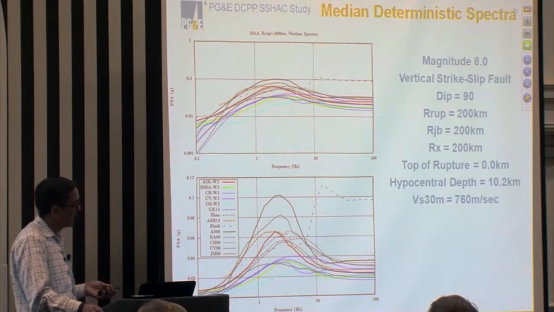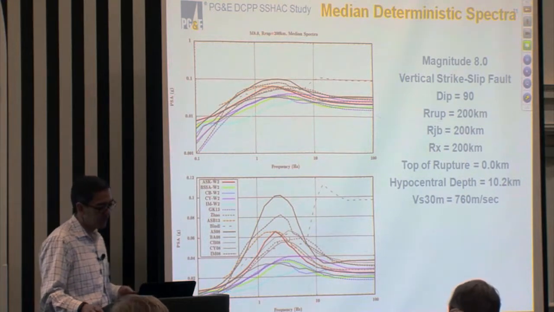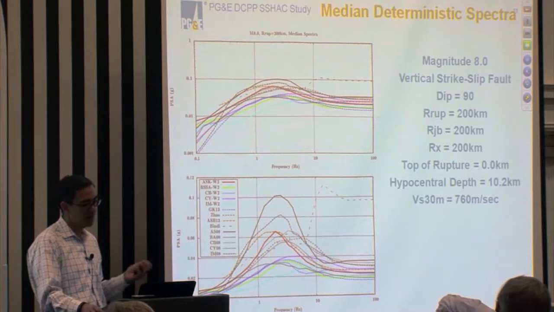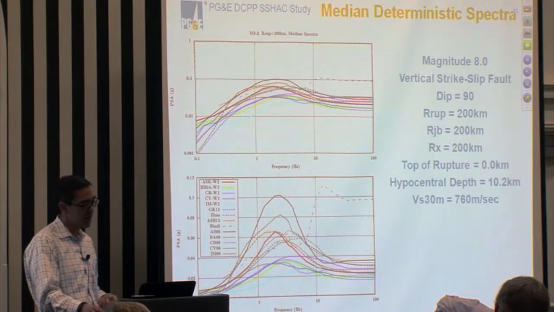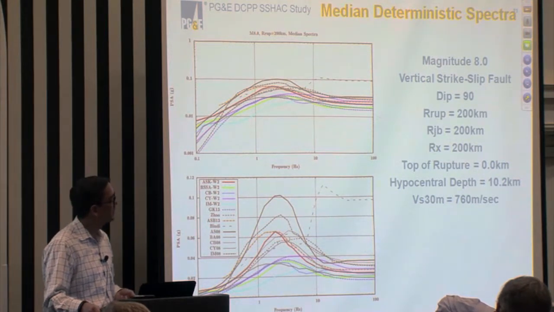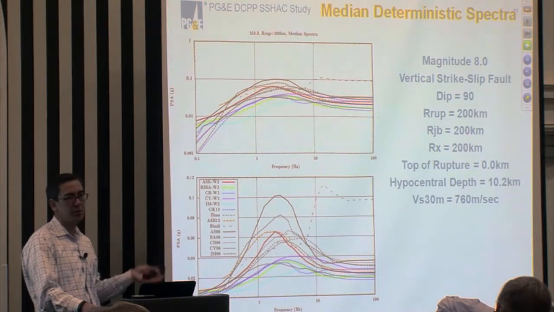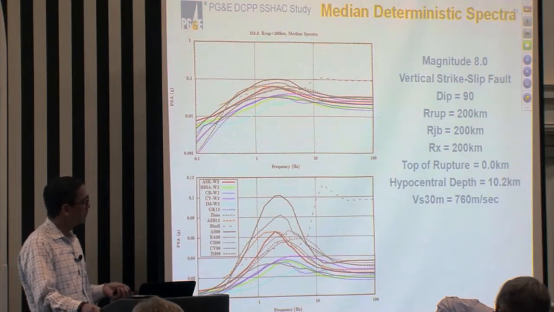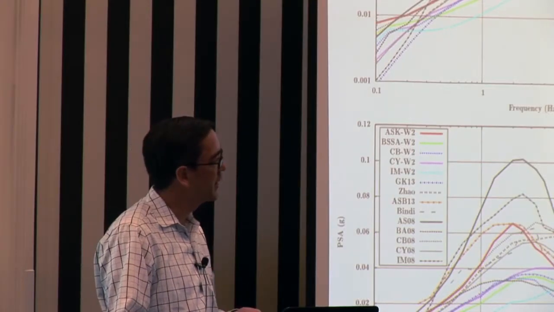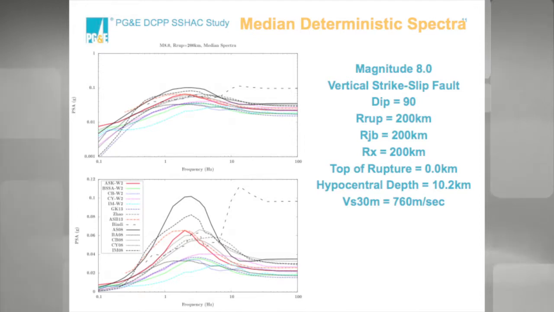If we look at another general scenario now, we've moved up in magnitude and distance. So now this is looking at a magnitude 8 from, again, a vertical strike slip fault. We've now moved it out to 200 kilometers. And so the depth to the top of rupture is now at the surface based on magnitude 8. The hypocentral depth is a little bit shallower. It's basically the same, and it's again 760 meters per second.